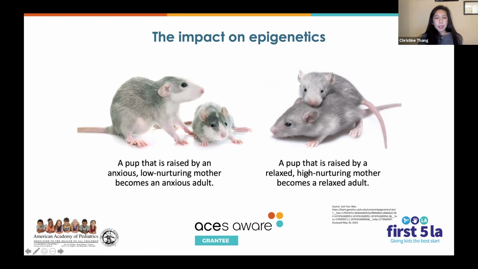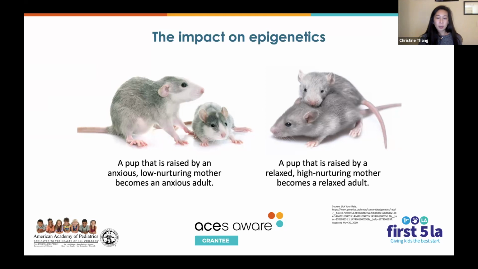And then you have those pups that are raised by a relaxed, high nurturing mother, and they become a relaxed adult. And I include this because what's interesting is that if you take these pups that are raised by these anxious, low nurturing mothers, and then give them to this mother, this pup actually has the potential to grow up also to be relaxed and high nurturing.